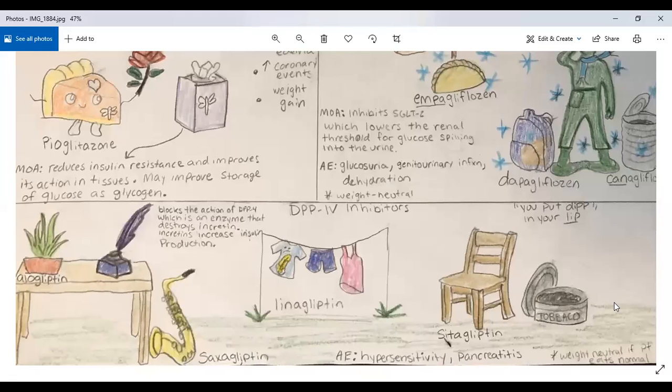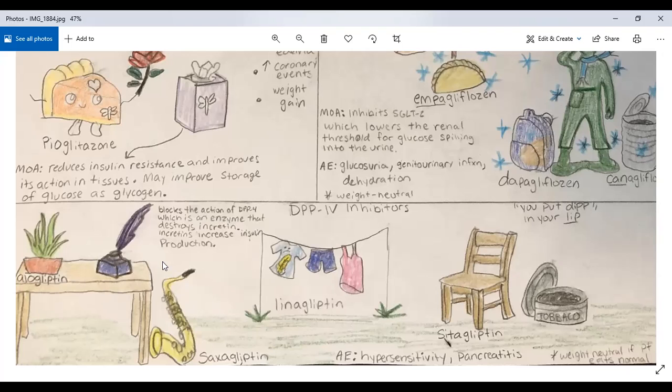So going back to this, we have linen on a line for linagliptin. We covered that already. Mechanism of action here is that it blocks the action of DPP4, which is an enzyme that destroys incretin. Incretins can increase your insulin production. So incretins are just this molecule in your body that is helping out. It's working with insulin to decrease your blood sugar. And then normally DPP4 destroys incretin.